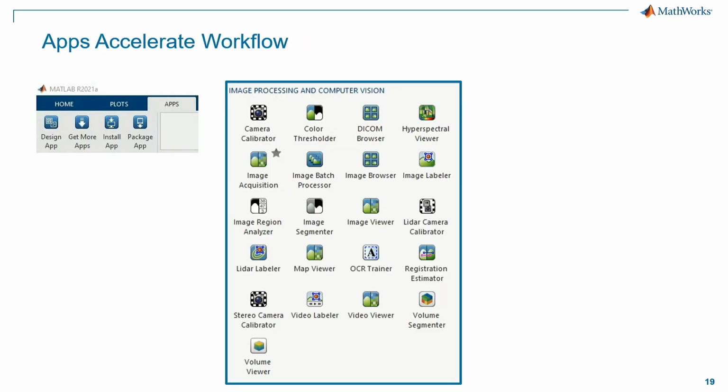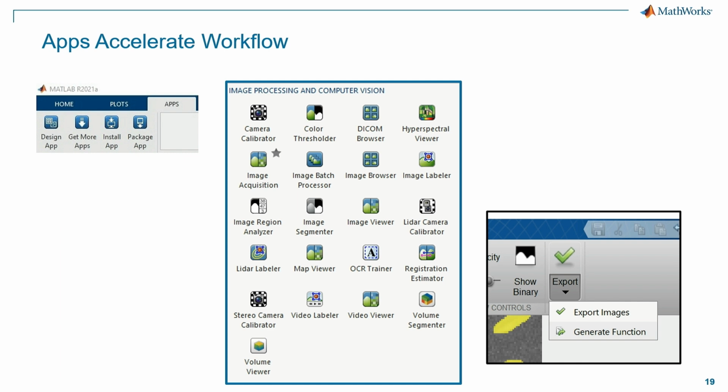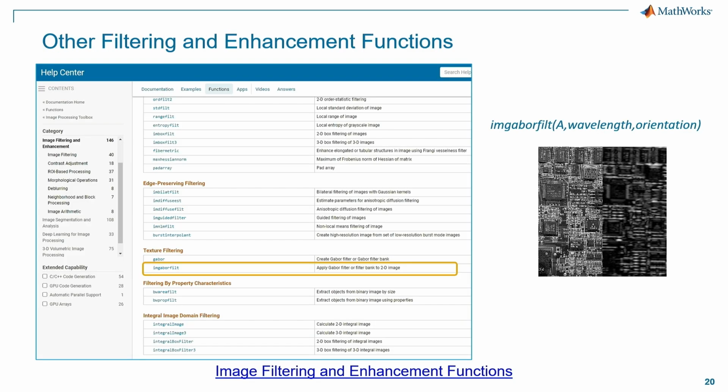So what I want to show you is just three examples of the MATLAB apps in this area. But eventually we have a lot of different image processing and computer vision apps to help you do this job. You may be familiar with the camera calibrator and color thresholder. I just gave you one example. After you try the app and it works, you can also export the images or generate a function, that's the MATLAB code. You can generate it using the app.